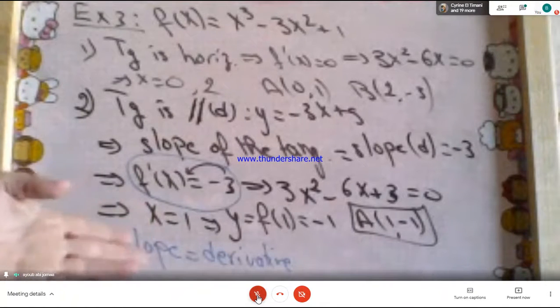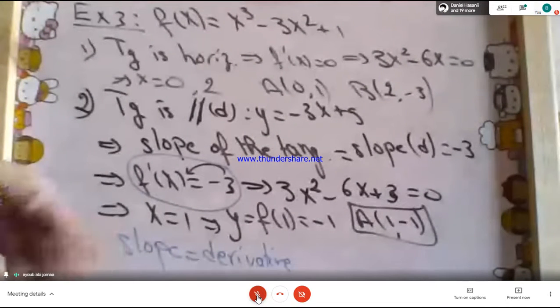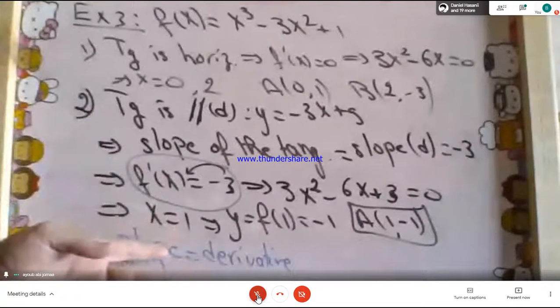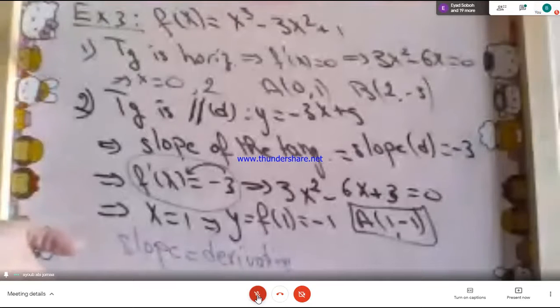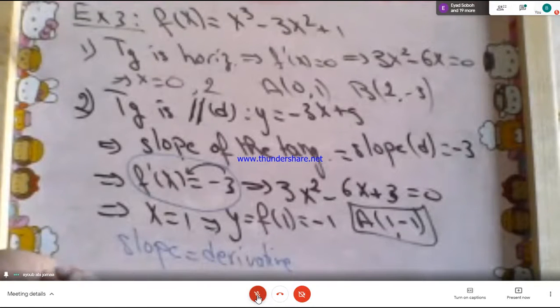Why didn't I take the derivative again at 1? I'm not finding the derivative again at 1. No. Here I'm finding the coordinates of a point.